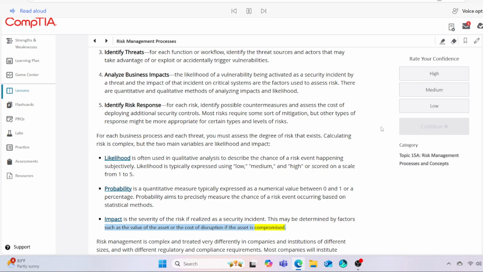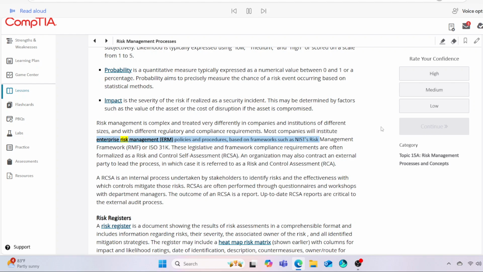asset is compromised. Risk management is complex and treated very differently in companies and institutions of different sizes and with different regulatory and compliance requirements. Most companies will institute enterprise risk management, ERM, policies and procedures based on frameworks such as NIST's Risk Management Framework, RMF, or ISO 31K. These legislative and framework compliance requirements are often formalized as a Risk and Control Self-Assessment, RCSA.